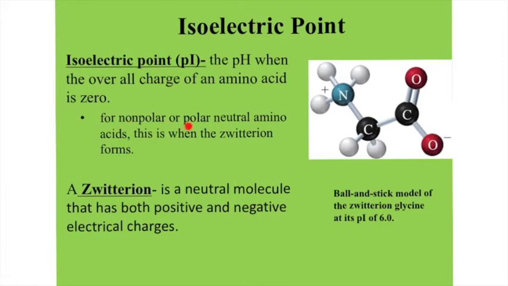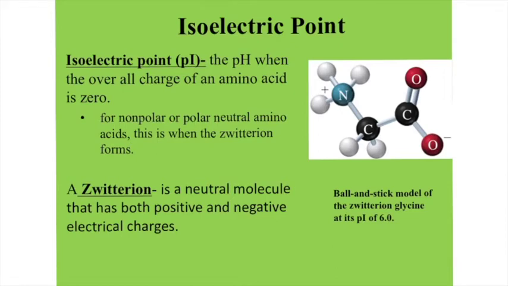Okay, so for nonpolar or polar neutral amino acids, this is when the Zwitterion forms. And what is the Zwitterion? It's a neutral molecule that has both a positive and negative electric charge. Okay, so this is a Zwitterion. It has a positive and it has a negative charge, but overall the charge is 0 because the positive and negative cancel each other out.